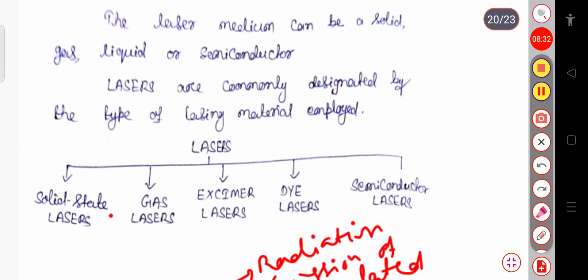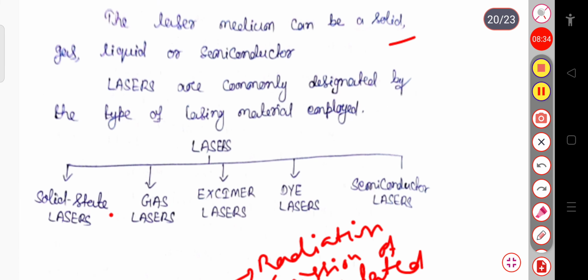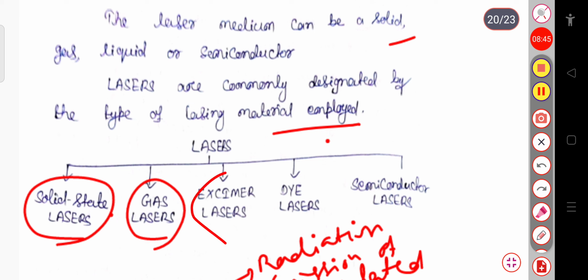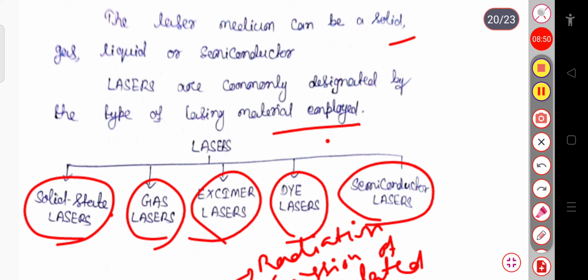The laser medium can be a solid, gas, liquid, or semiconductor. Lasers are commonly designated by the type of lasing material employed, that is, solid state laser, gas laser, excimer laser, dye laser, or semiconductor laser.